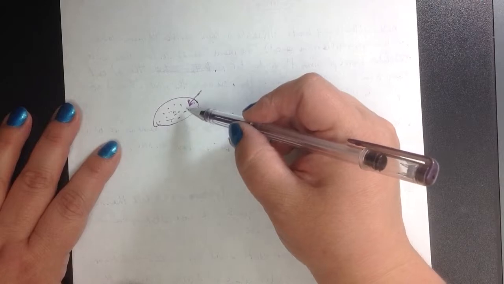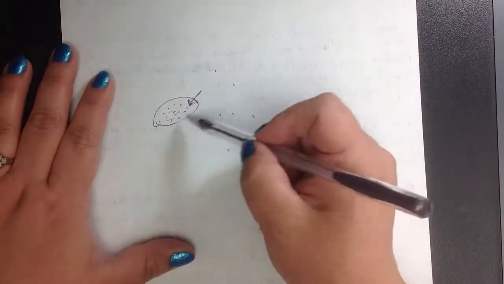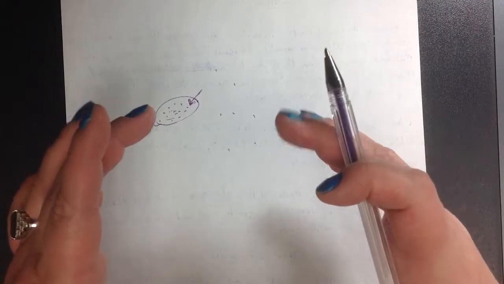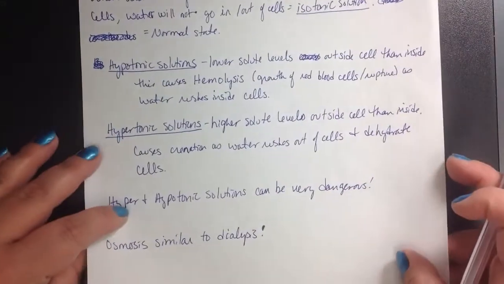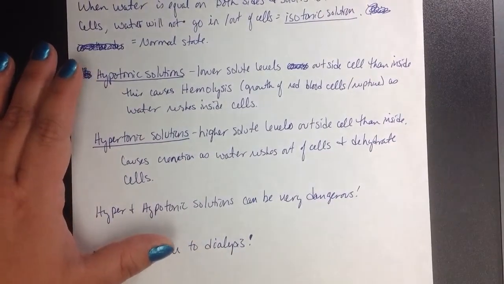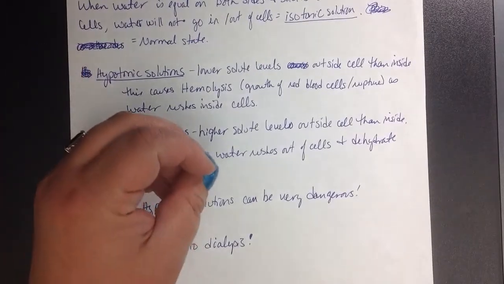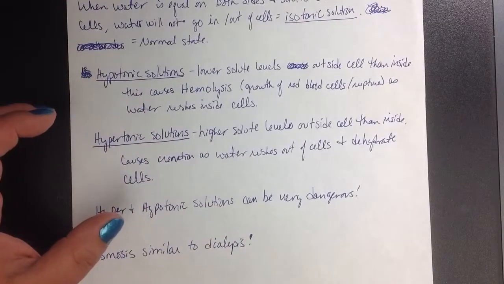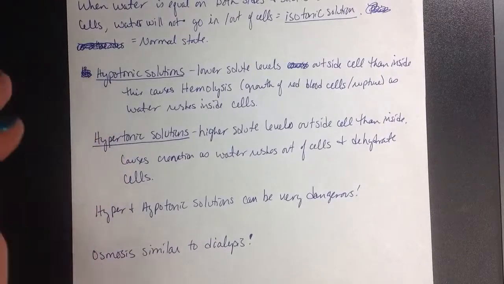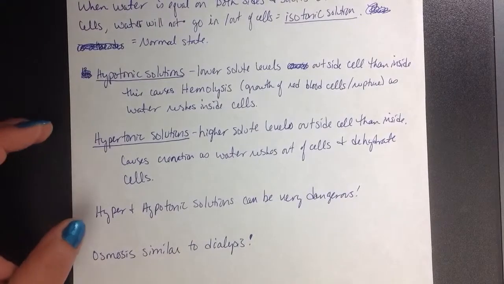So when water comes into the cell like that, because there's more water and less solute out here, and in here there's less water and more solute, then what happens to that cell? It gets bigger, right? Okay, so that is what we call a hypotonic solution. So there's lower solute levels outside the cell than inside the cell. Now when that cell gets bigger, we call that hemolysis. So you're basically making the blood cell larger. It can pop, so you gotta be careful with that. Don't do too much of that.